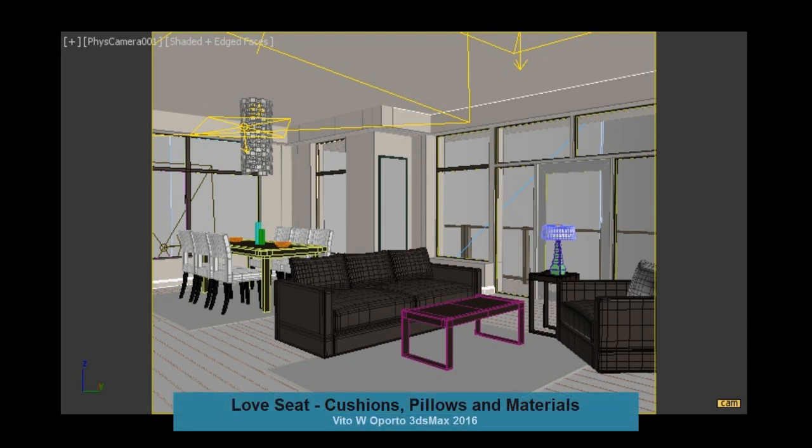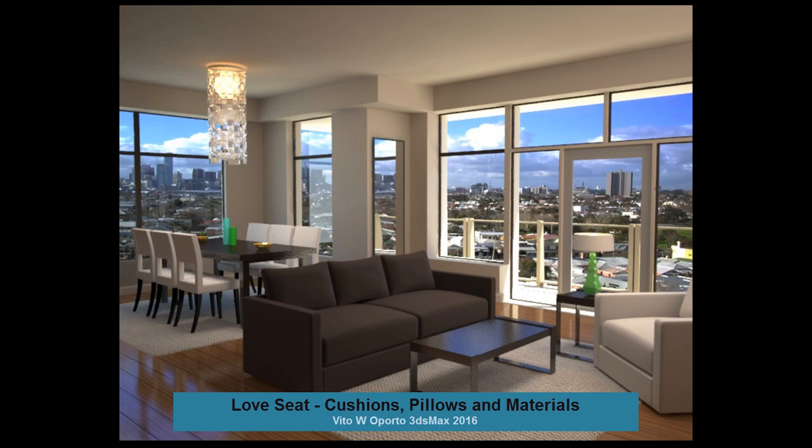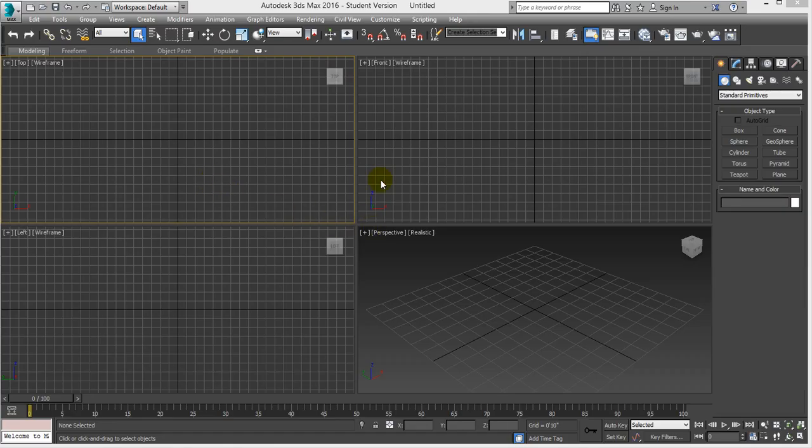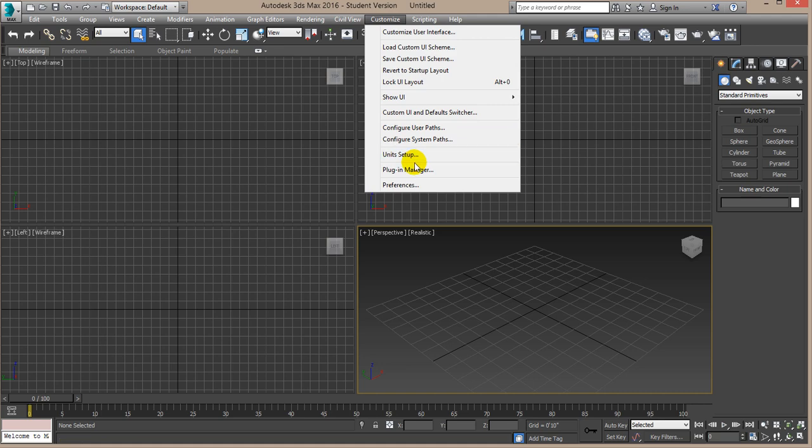Hey, we're going to be modeling this couch or love seat, the cushion, the pillows, and we will add some materials to it, just like you see it on this picture. All right. First, let's check the units.